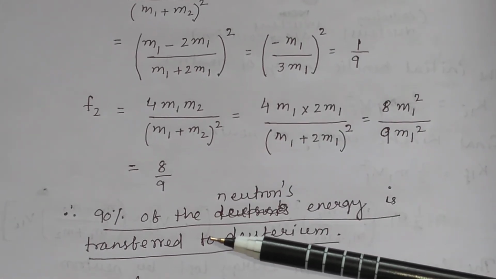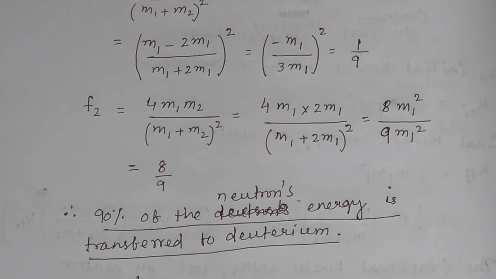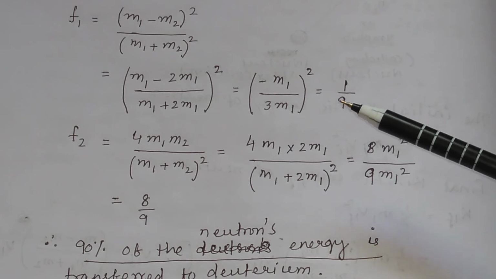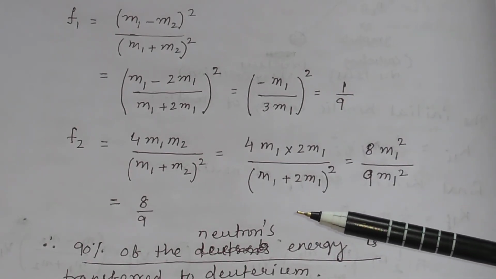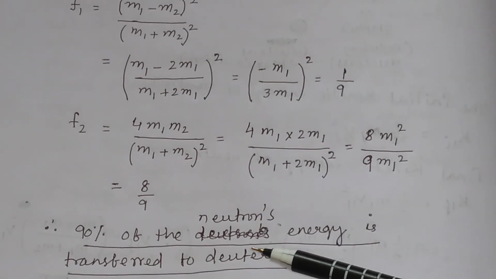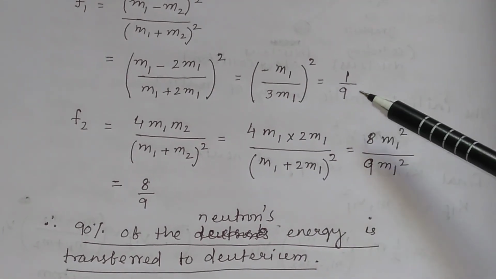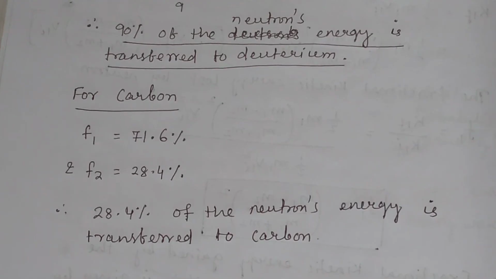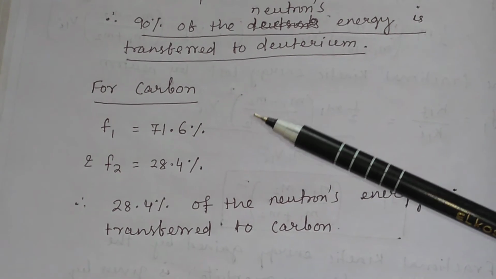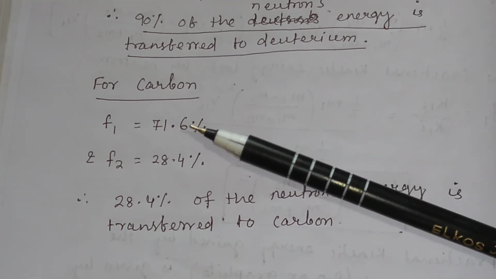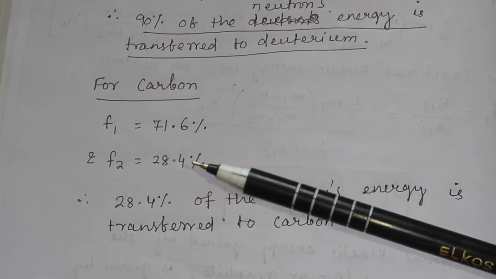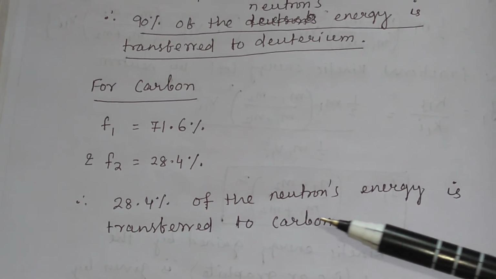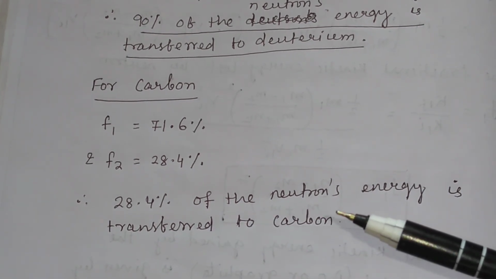So about 90% of the neutron's energy is transferred to deuterium. So if a neutron collides with a deuterium, then after collision about 90% of the neutron's energy is transferred to deuterium. That is why the speed of the neutron will decrease after passing through the moderator. And in case of carbon, if you use carbon in the moderator, then f1 will be equal to 71.6% and f2 will be equal to 28.4%. So 28.4% of the neutron's energy is transferred to carbon inside the moderator.